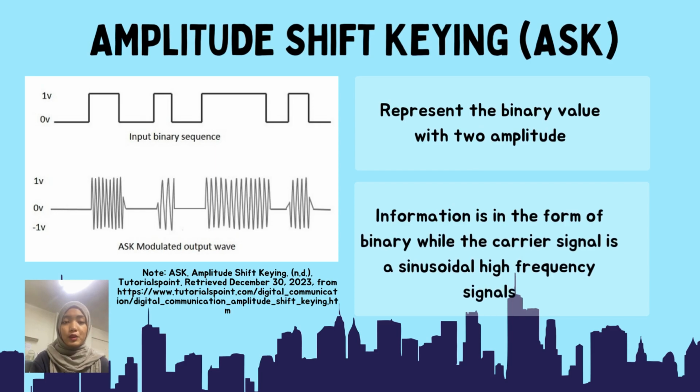Amplitude shift keying is also known as ASK. This type of modulation represents the binary value with two amplitudes. They are the amplitude of 0 for bit 0, while bit 1 is given the maximum amplitude of the carrier. Information is in the form of binary, while the carrier signal is a sinusoidal high-frequency signal.